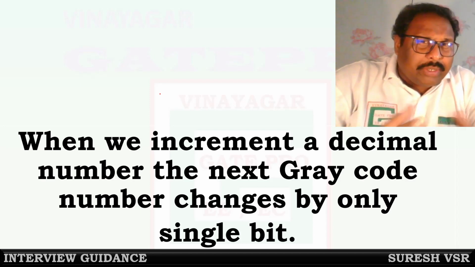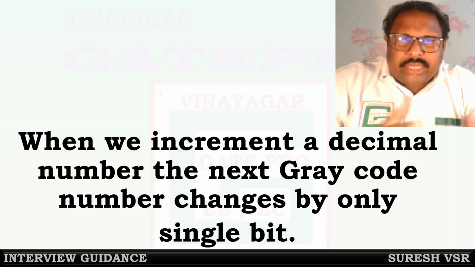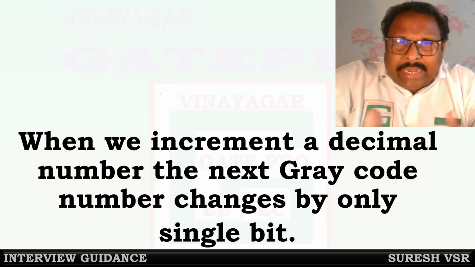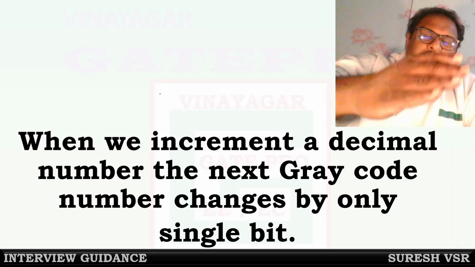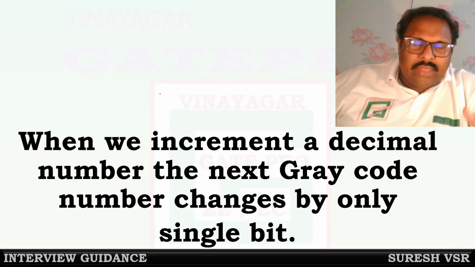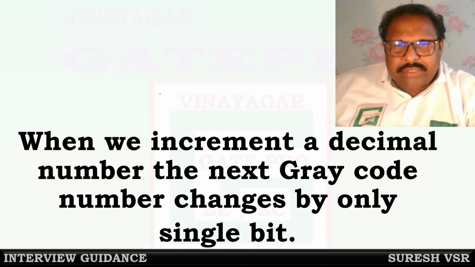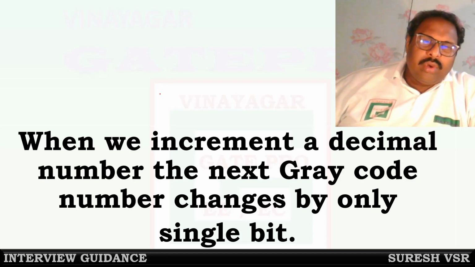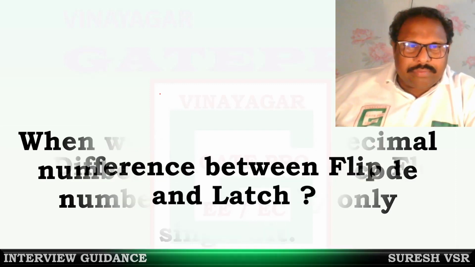In binary, you don't expect it. If you look at binary 7 and binary 8, almost all the bits will change. But when you look at binary 8 and 9, maybe only one will change. But in gray code, between any two consecutive decimal numbers, if you look at their binary equivalent, there is only one bit change. When we increment a decimal number, in the next gray code only a single bit will change. That's why it's called minimum change code.